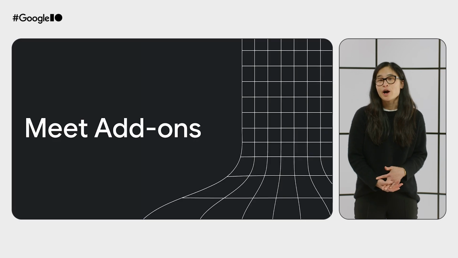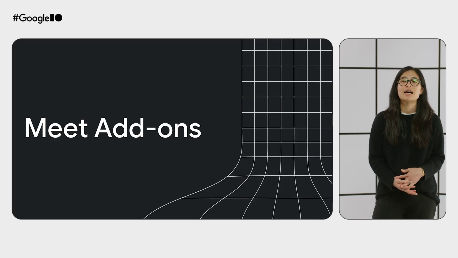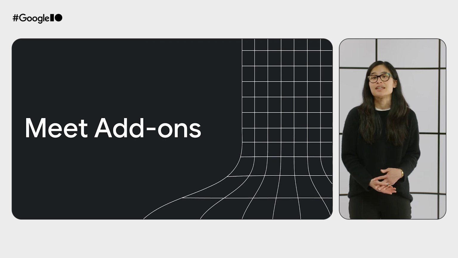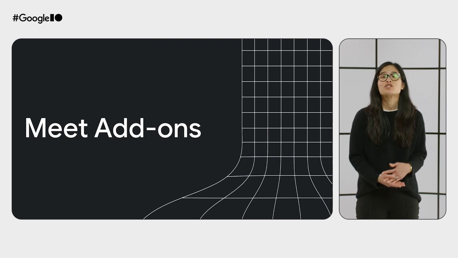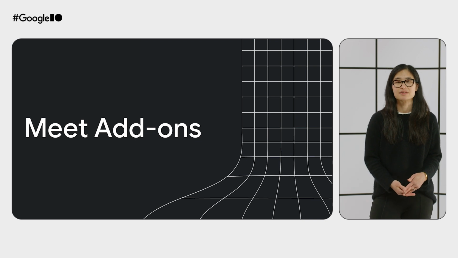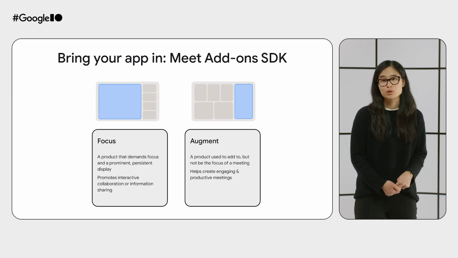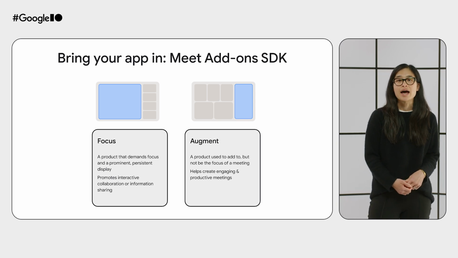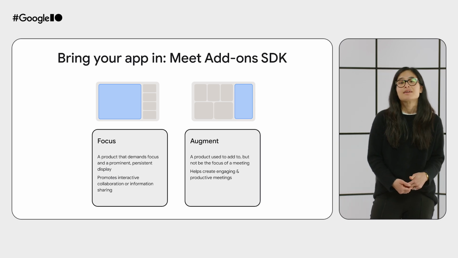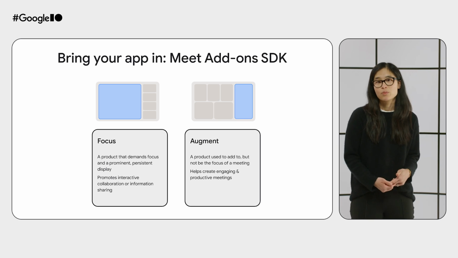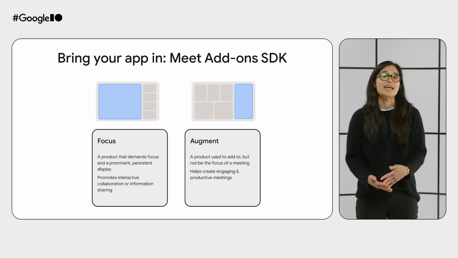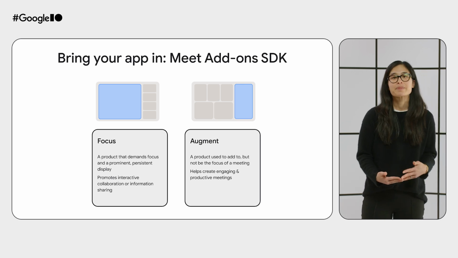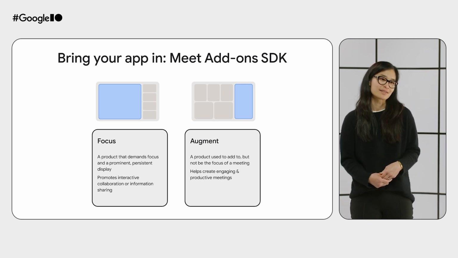So first up, our Meet Add-ons SDK on the web allows you to iframe your app into Meet and lets meeting participants interact with your app's content directly inside the Meet canvas. We have 2 frameworks for you to choose from with this SDK. One called Focus, where your app is the focal point of the meeting, and one called Augment, where your app is on the sidebar and, true to its name, augments or enhances the meeting. So let's take a closer look at each of these.